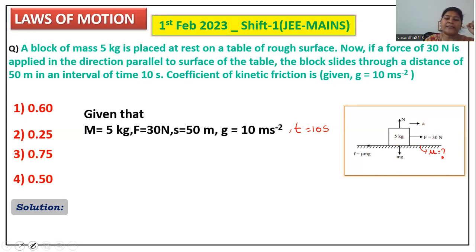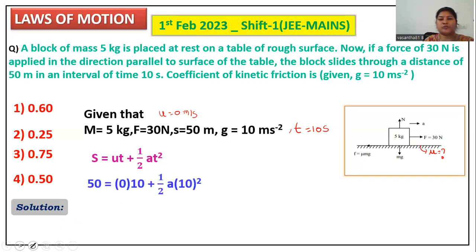To calculate that acceleration, first we use the formula S equals ut plus half a t squared. Why? Because distance is given. The block starts at rest, so initial velocity u is 0 meters per second. Time is 10 seconds and distance traveled is 50 meters. So the kinematic equation which relates these is S equals ut plus half a t squared.